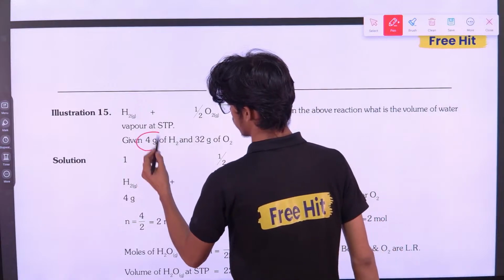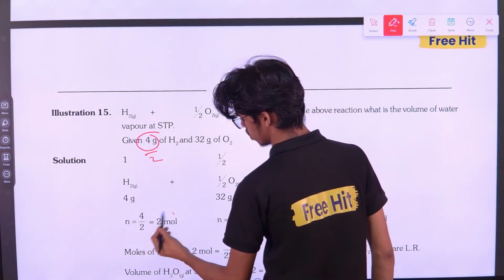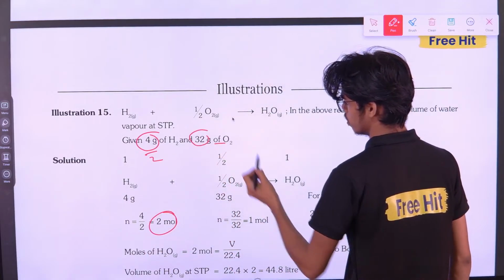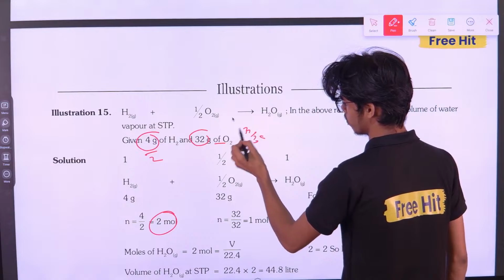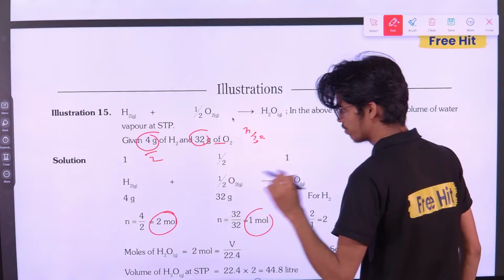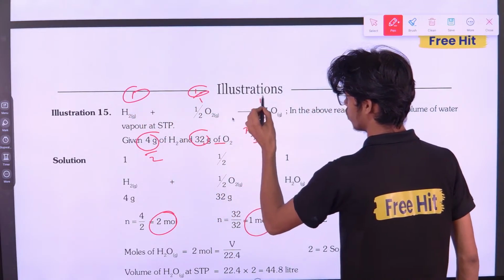4 grams of hydrogen is there, right? It means how many moles? So 4 by 2, it means 2 moles of hydrogen. So 32 grams of oxygen, it means what? 32 grams by 32, given mass upon molar mass, so it means 1 mole of oxygen. But for the reaction, 1 mole of hydrogen requires half mole of oxygen to form 1 mole of water.